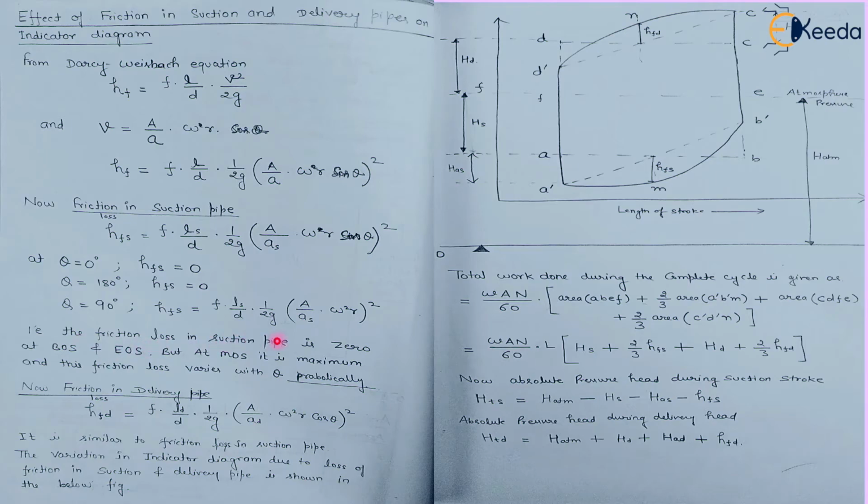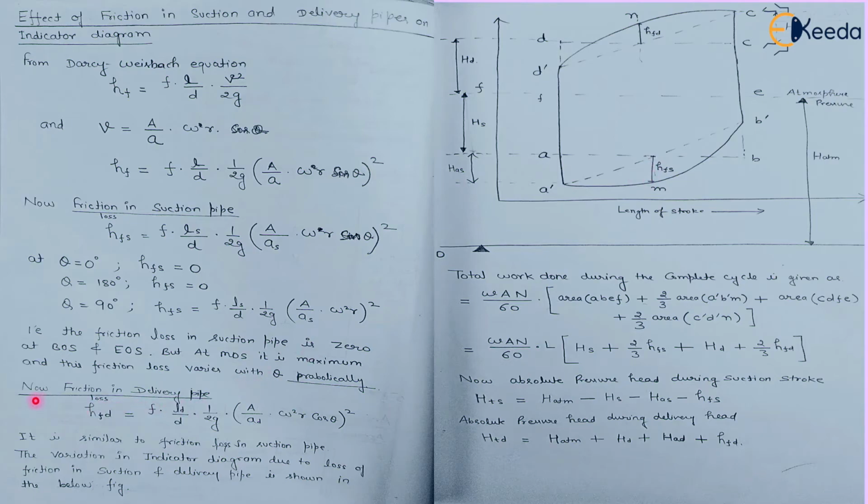So the friction loss in the suction pipe is zero at the beginning of stroke and end of stroke, but at the middle of stroke it is maximum. And thus friction loss varies with theta. That means it is varying parabolically, because of the square in this equation. So this will be the curve. At the beginning of stroke it is 0, at the end of the stroke it is 0, and in the middle it will be maximum. So this will be the maximum friction in the suction pipe, or friction loss you can say.